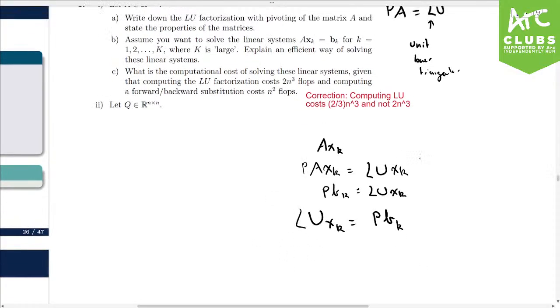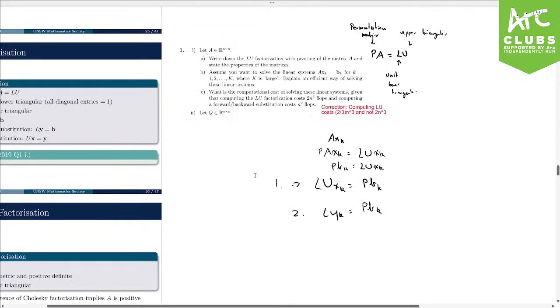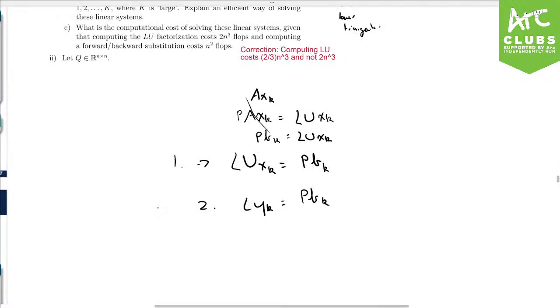So here the steps will be first write it like this, and then we would solve Ly is equal to Pb_k using forward substitution. And then we would solve U x_k is equal to y_k using back substitution. So this will be forward, and then back.